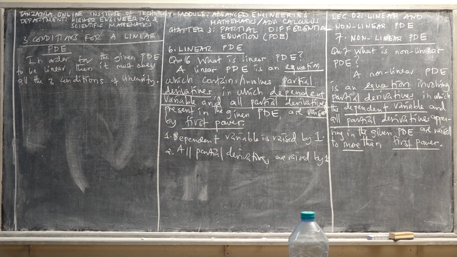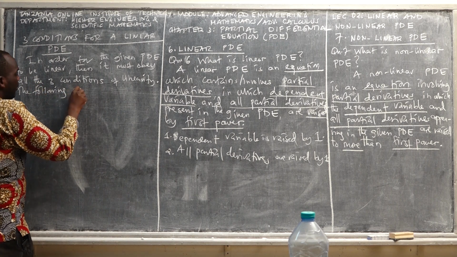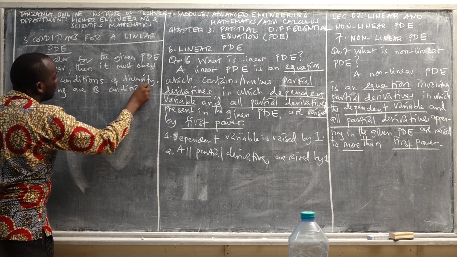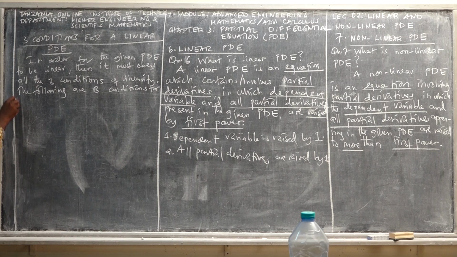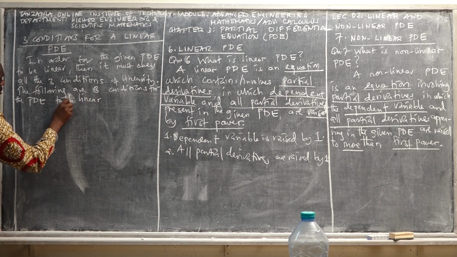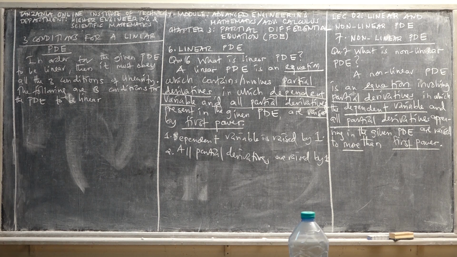So you say that in order for the given partial differential equation to be linear, then it must obey the following, means all the 3 conditions of linearity. So I will give you each condition. The following are the 3 conditions for the partial differential equation to be linear. To be what? To be linear.